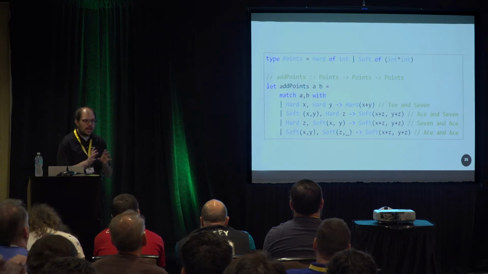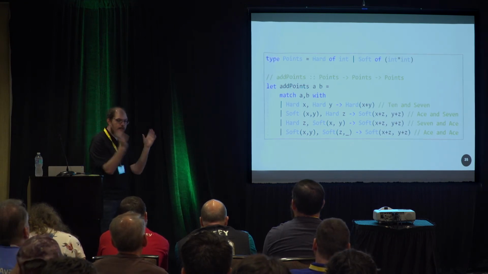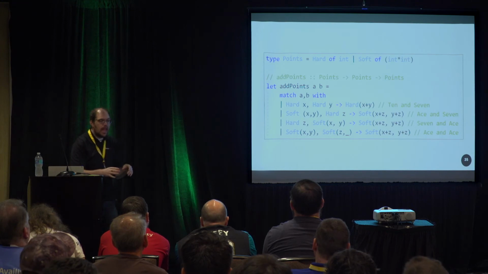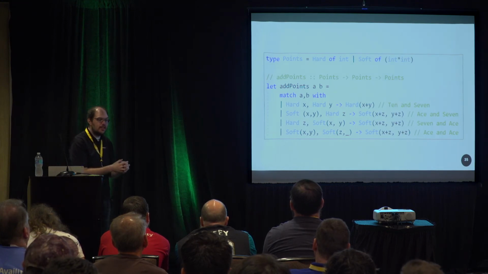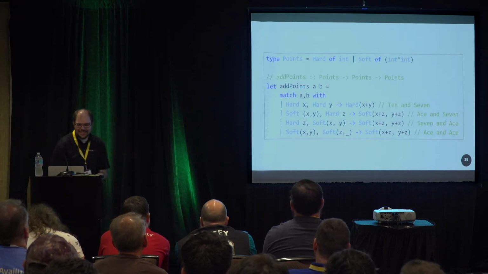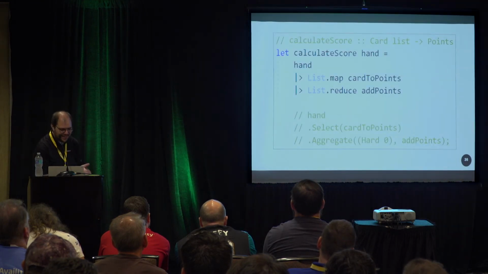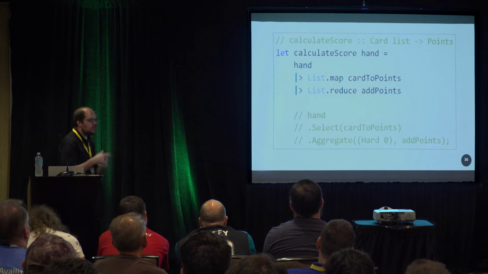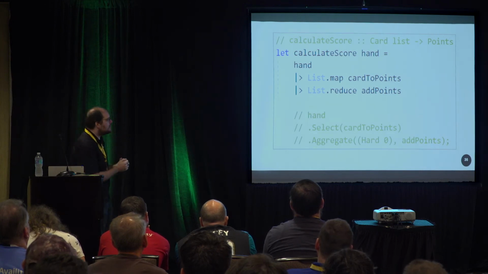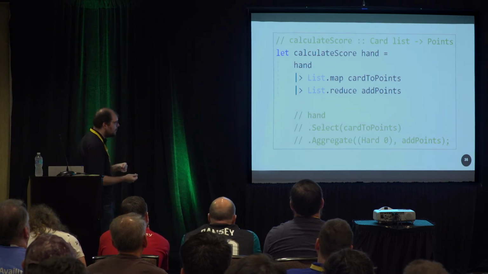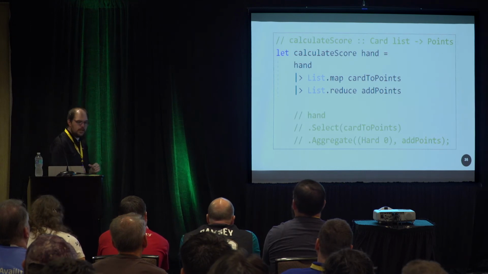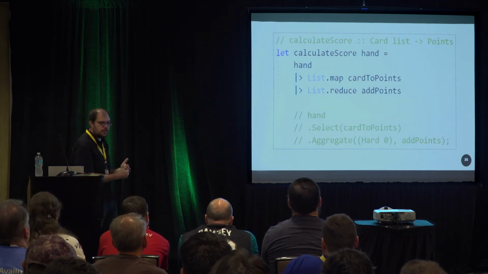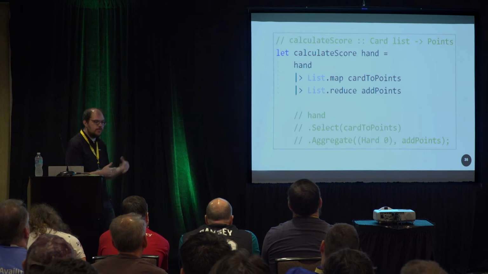Okay. So at a high level, we figured out how to get how many points a card is worth, and we figured out how to add two points together. So how do we get points for our hand? I created another function called calculate score that takes in a hand, which is a list of cards. I'm going to map that list into points, and then I'm going to reduce that list down to a single value by using reduce.